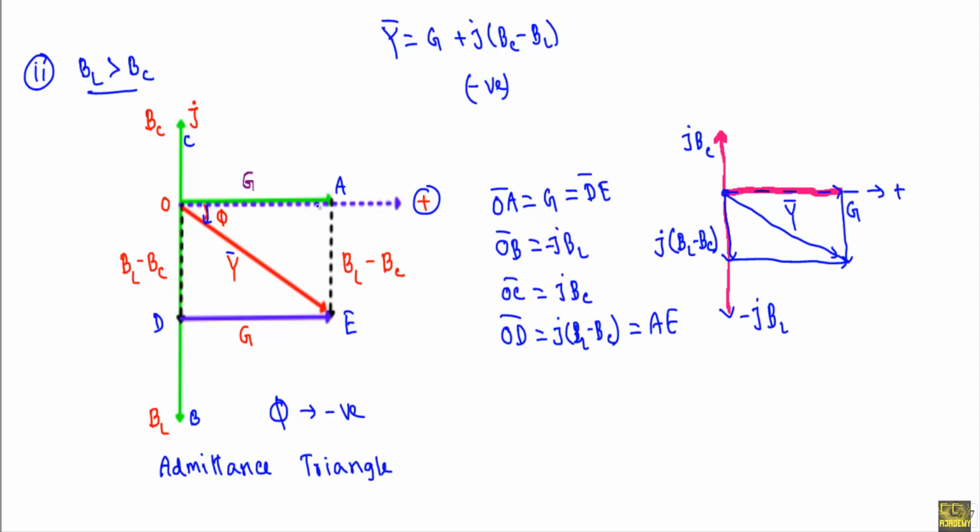Now see, this angle will be 90 degrees, this angle will be 90 degrees. This OAE and this ODE will indicate two admittance triangles, and this diagram is known as the admittance diagram of parallel RLC circuit when BL is greater than BC.